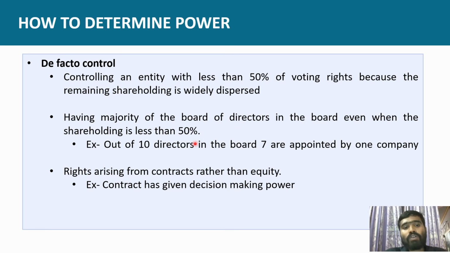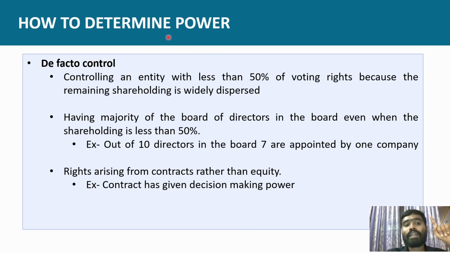Then we can also see how we can determine power. First, if we want to determine power, we will see how much our shareholding is. If our shareholding is more than 50%, that means even if it is 51%, automatically we will get the decision making power. But in some cases, we might be the major shareholder and the rest of the shareholding might be with small shareholders.